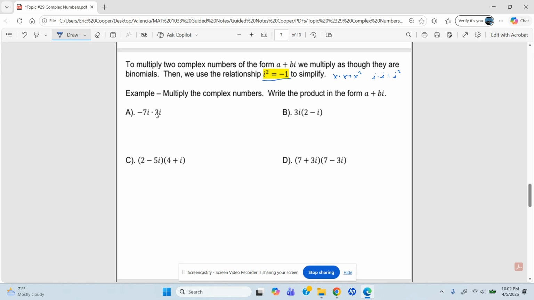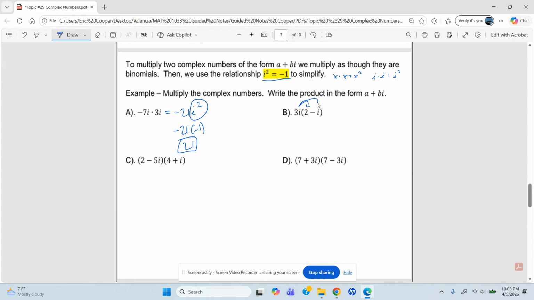Case in point here, -7i times 3i. -7 times 3 is -21, and i times i is i squared. But i squared simplifies to -1. And again, it's like -21 times i squared, so it's no different here. -21 times -1 comes out to be +21.